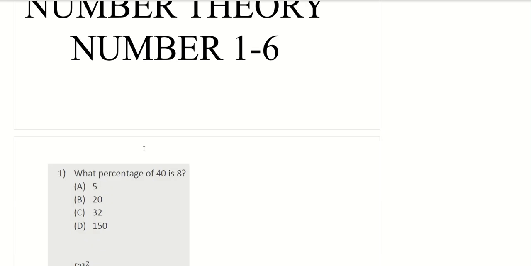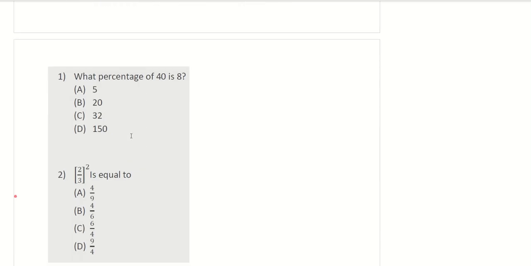Right, and then now we're going to do January 2020. January 2020, paper 1, number 3, 1 to 6. What percentage of 40 is 8? That is 20. 2 thirds squared is 2 over 3 times 2 over 3, which is equal to 4 over 9, which is A.